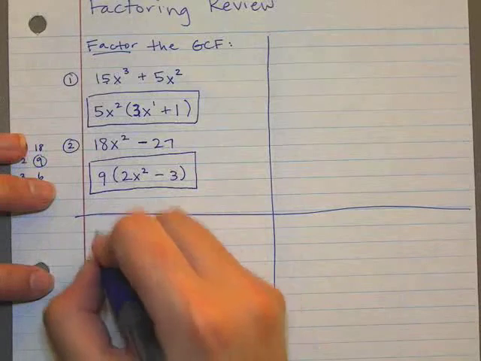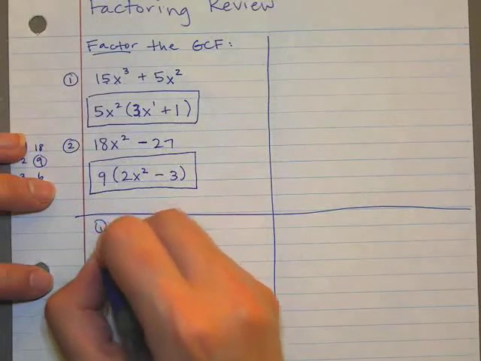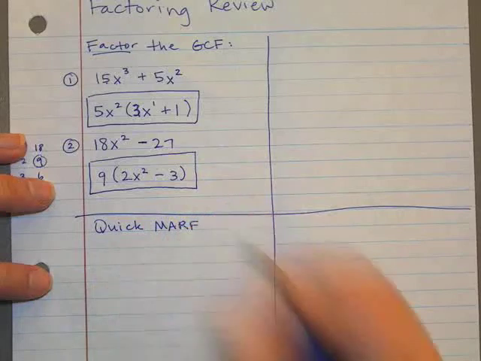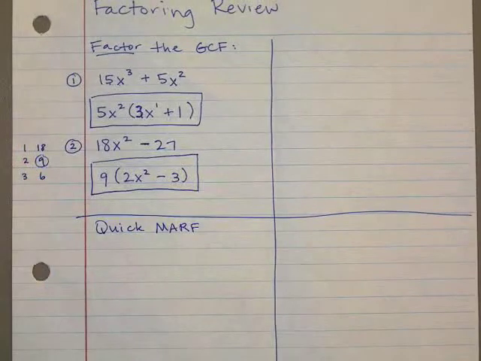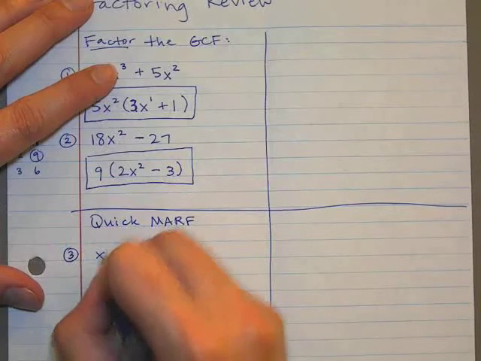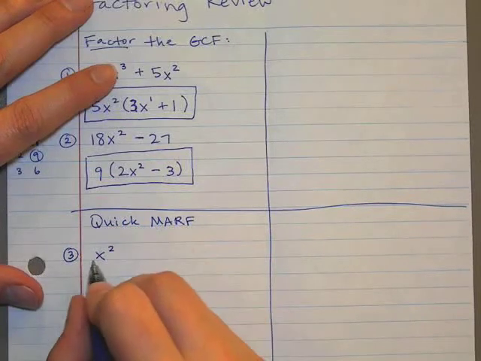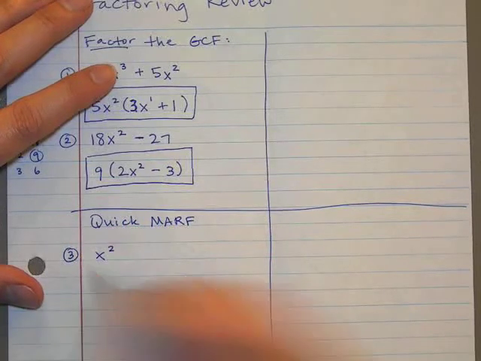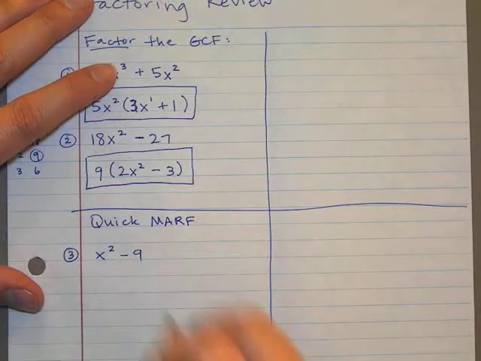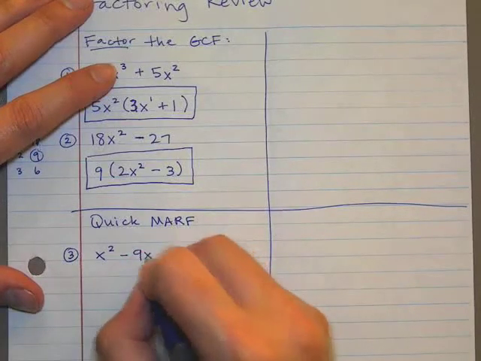All right, our third example in this section is going to be what we're going to call quick MARF. We talked about this a little bit, but these are going to be really fast MARFing problems. We talked about the fact that when our problems start out with x squared and there's no number in the front, our magic numbers are actually part of our answer. So we'll see what we mean by that. We're going to do like 4 of these, so we'll really get good at it.